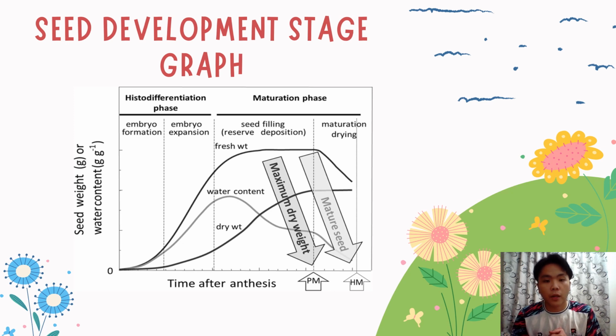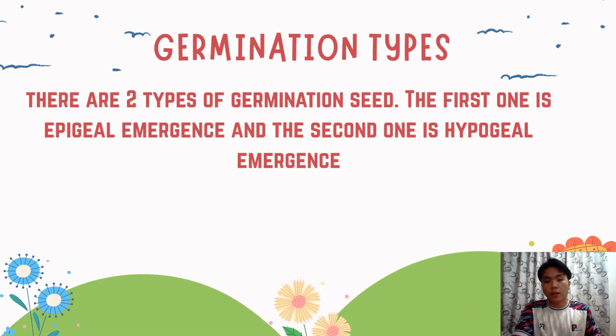In the maturation phase, this is a period during which the seed undergoes a series of physiological and biochemical changes that prepare it for dormancy, desiccation, and eventual germination. For the histodifferentiation phase, this is during the development where the cells become specialized and differentiate into specific types of tissue.